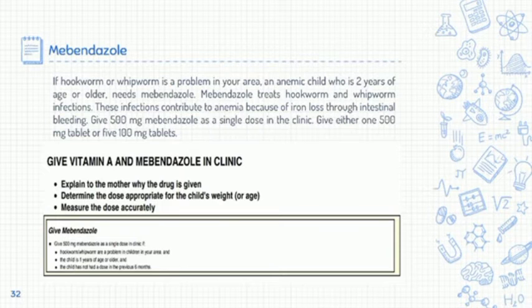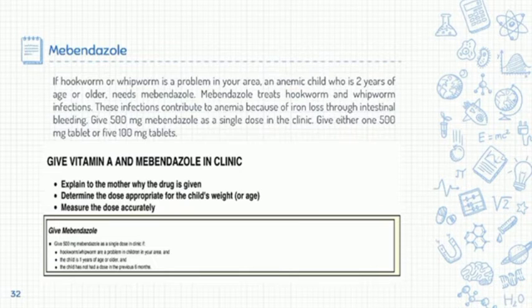If hookworm or whipworm is a problem in your area, an anemic child who is 2 years of age or older needs mebendazole. Mebendazole treats hookworm and whipworm infections because it is a type of anthelmintic drug, which is used to treat infections caused by parasitic worms. These infections contribute to anemia because of iron loss through intestinal bleeding. So give 500 mg mebendazole as a single dose in the clinic, and give either one 500 mg tablet or 5 100 mg tablets. So we have here the chart and the indications when giving mebendazole.